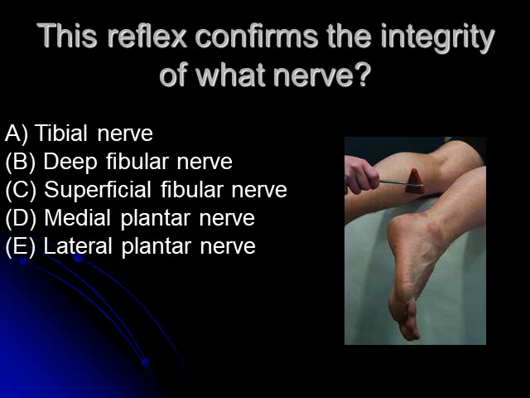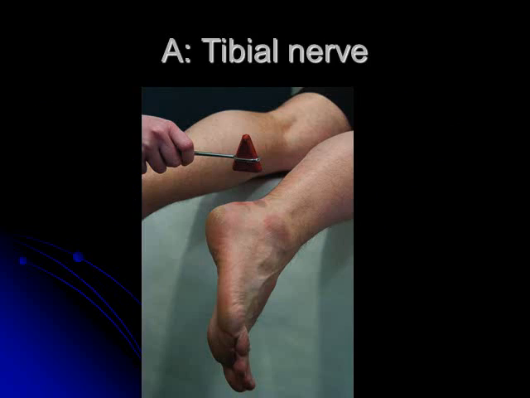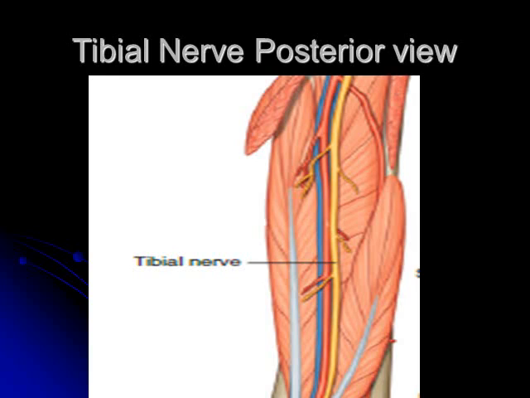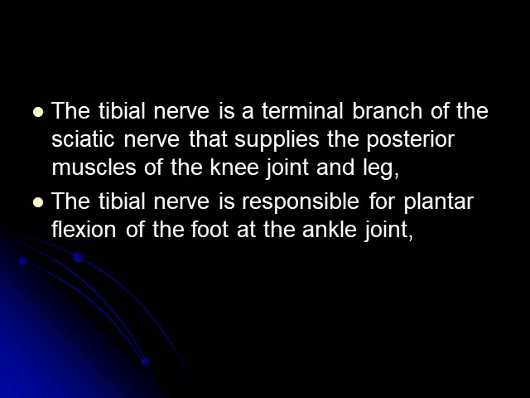This reflex confirms the integrity of what nerve? Here the ankle jerk is tested, which causes plantar flexion of the ankle joint. Plantar flexion of the ankle joint is due to the contractions of the gastrocnemius and soleus muscles. These muscles are innervated by the tibial nerve. So the answer is tibial nerve. This is the posterior view of the tibial nerve. The tibial nerve is a terminal branch of the sciatic nerve that supplies the posterior muscles of the knee joint and leg. The tibial nerve is responsible for the plantar flexion of the foot at the ankle joint.